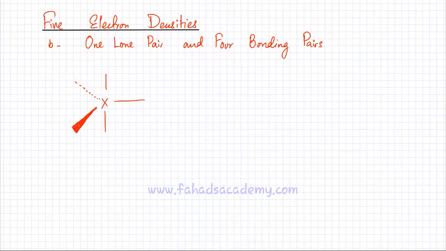We are now going to discuss the second case of five electron densities, where I'm going to have one lone pair and four bonding pairs of electrons. So I'm still going to have five electron densities, but there would be one lone pair instead of a bond. I know that five electron densities has this particular shape around it: a fan shaped middle part where the angles would be 120 degrees, and one bond on top and one at the bottom. Those bonds would be making an angle of 90 degrees.